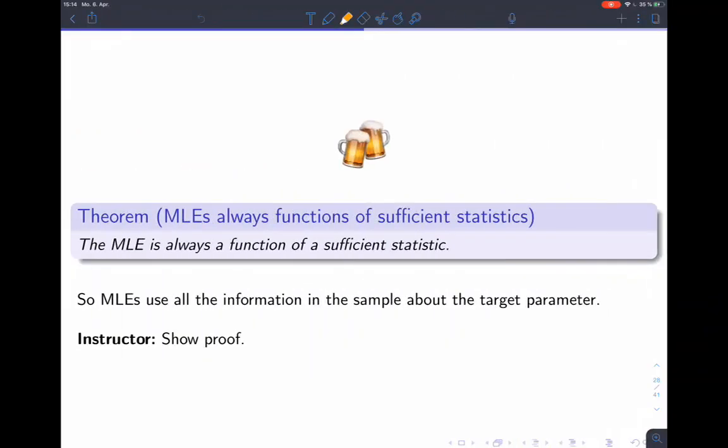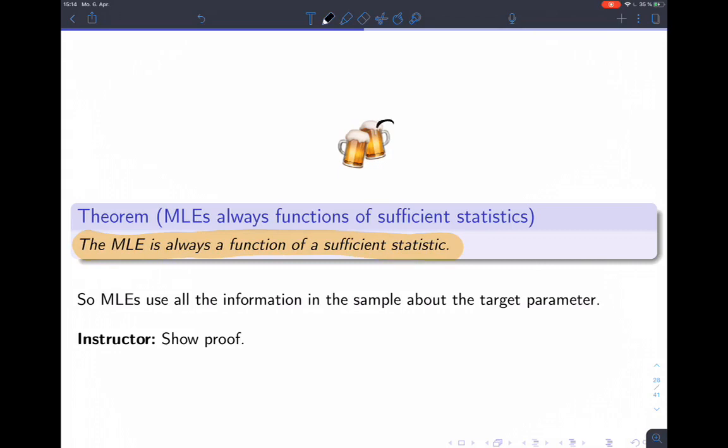So they should be kind of like good estimators because they use in some way all the information contained in the data. We'll begin this second lecture on maximum likelihood estimators by stating a theorem, which is kind of something good for maximum likelihood estimators. It just says it's always a function of a sufficient statistic.